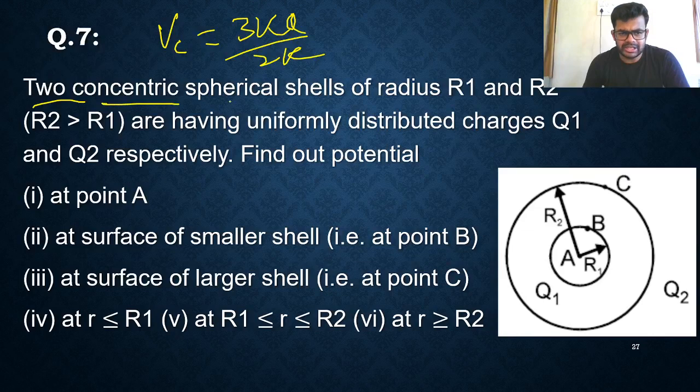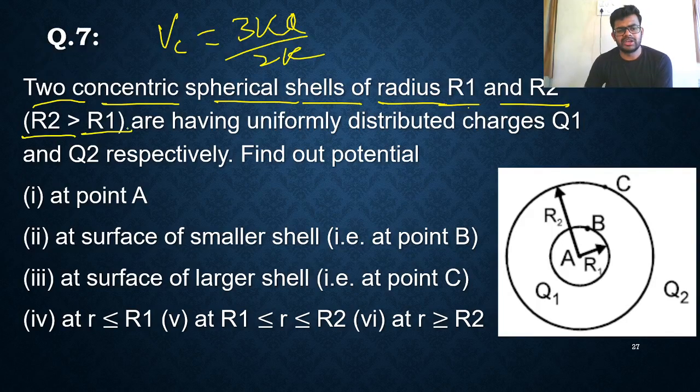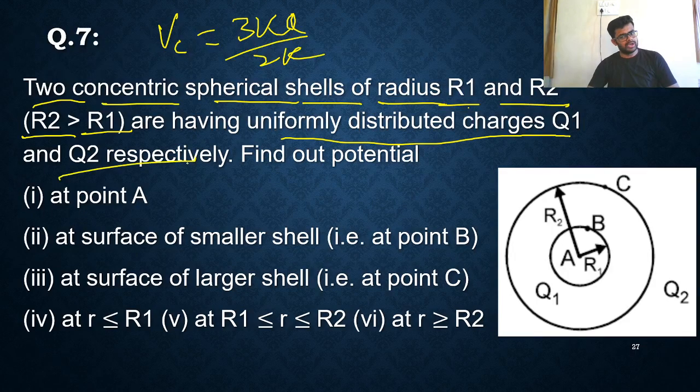Two concentric spherical shells of radius r1 and r2, given that r2 is greater than r1. So the outer sphere has radius r2 and the inner sphere has radius r1, with uniform charge distributions q1 and q2. The charge on the inner sphere is q1, and the charge on the outer sphere is q2. Find the potential at point A.